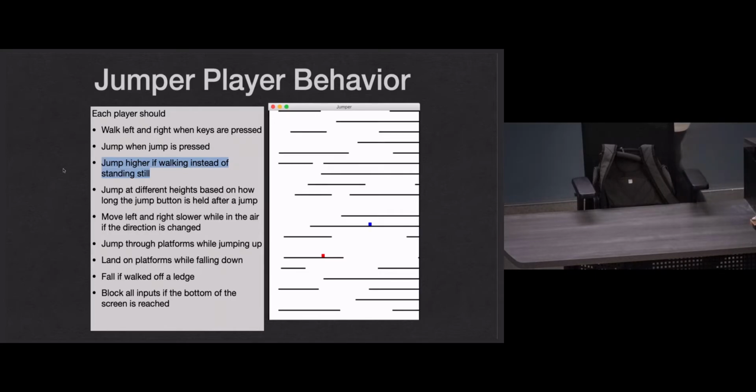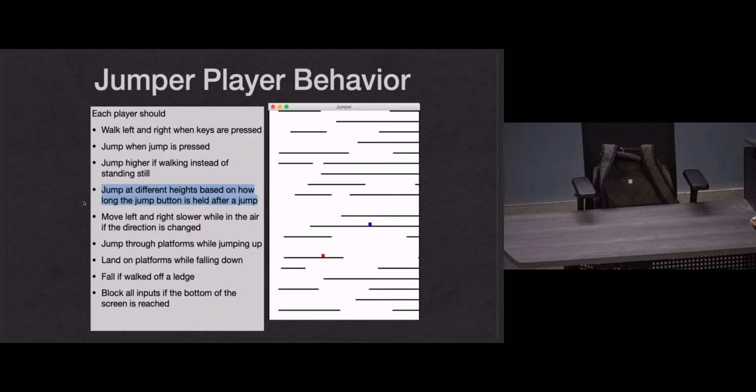If I'm walking in the game and I jump, I should jump higher than if I'm just standing still and I jump. So a little bit different behavior depending on whether I'm walking or standing still. I should jump at different heights depending on how long the player holds the jump button. If the jump button is pressed and held throughout the entire jump, we would call that one full big jump. You're going to jump at your maximum height. If you just tap the jump button, it should just be a little hop. And if you hold it down, anything in between there, you should have some medium jumps.